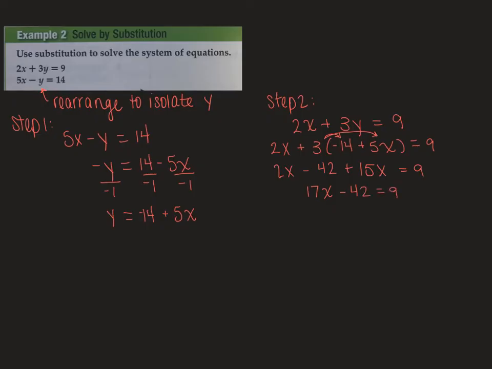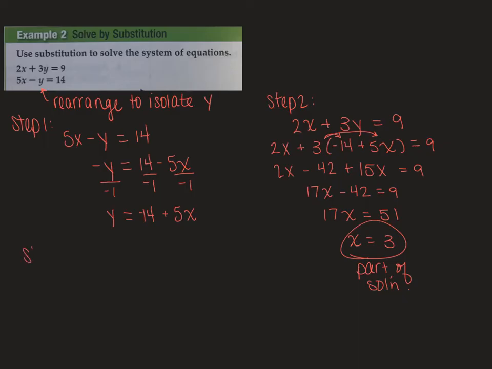We're going to add 42 and 9. So we have 17x equals 51. And when we divide that by 17, we get 3. So our x value of our solution is 3. This is only part of our solution. Okay, you're not done yet. We still need to figure out what y equals.